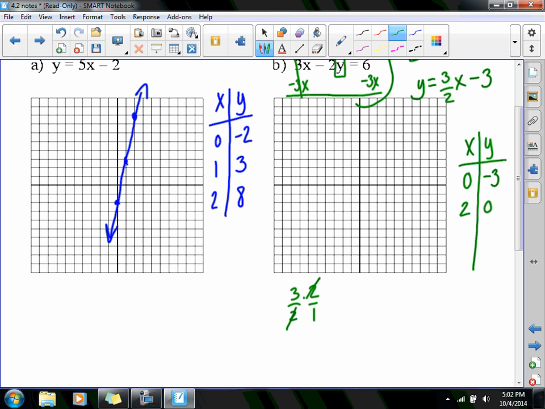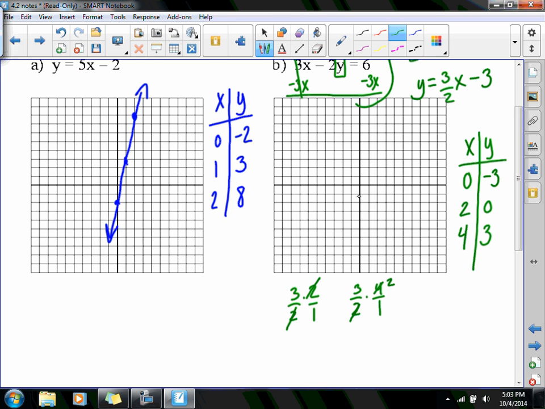And my last number that I'm going to pick, I could pick negative 2 if I wanted. But I have to pick another number that will cancel with the 2. So I'm going to pick 4. If I do 3/2 times 4, the 2 is going to cancel with the 4 2 times. So then 3 times 2 is 6. So 3/2 times 4 is 6, minus 3 is 3. And there are my 3 ordered pairs that I can use to graph my equation.